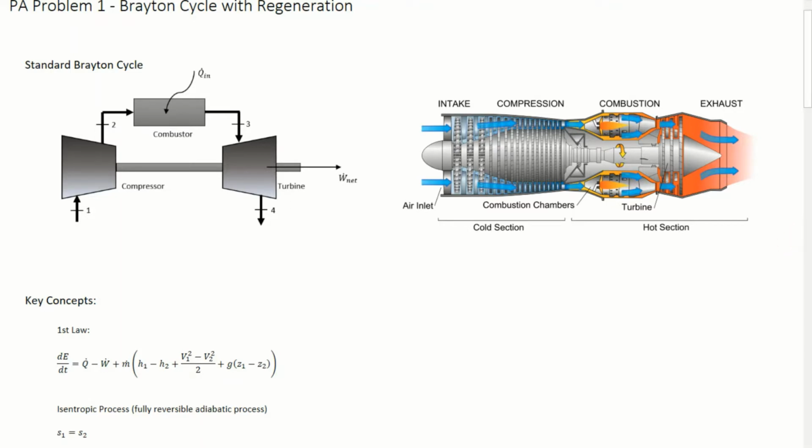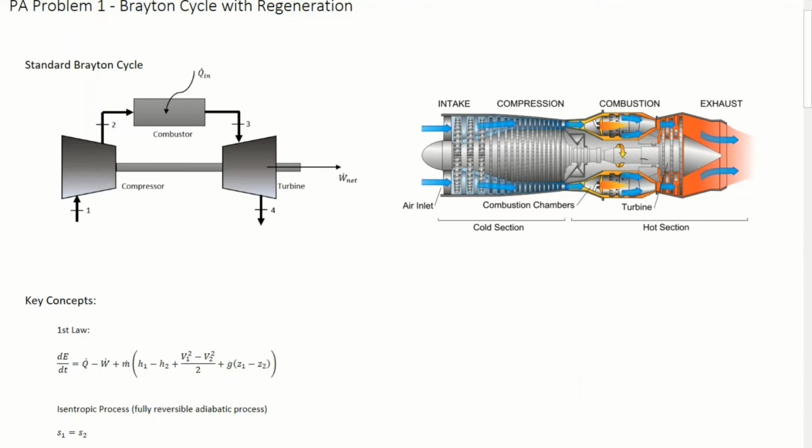So the problem we're going to start out with is the Brayton cycle with regeneration. And this is a variation of a normal Brayton cycle. And so what we're going to do here is cover some initial background theory, and then we're going to get into the question.